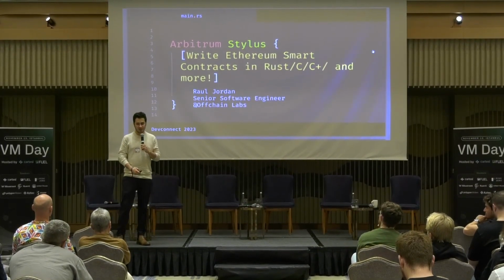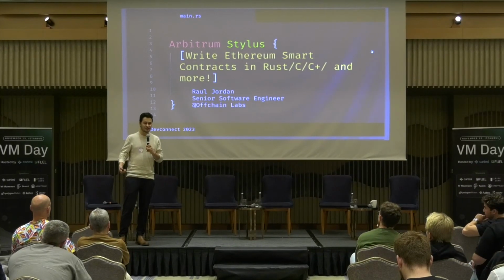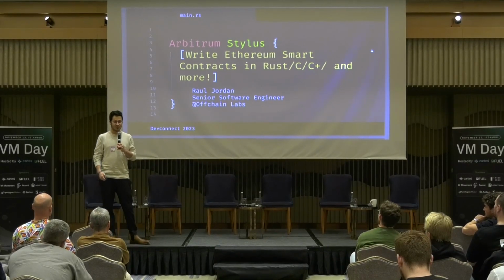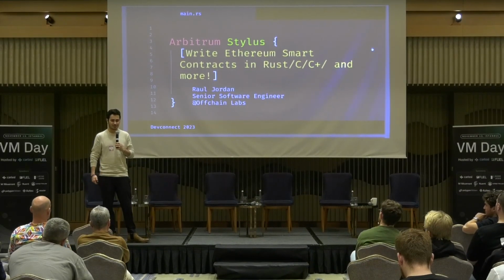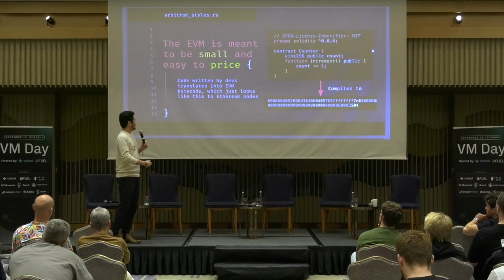So today we'll be talking about Arbitrum Stylus, which is a technology that we recently announced, and it's live on testnet. It allows developers to write Ethereum equivalent smart contracts in some of their favorite programming languages, and basically almost any language that compiles to WebAssembly, which is really exciting.